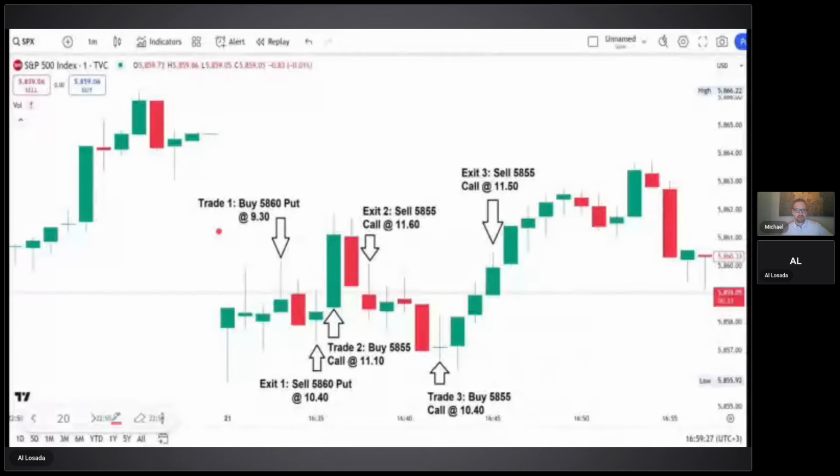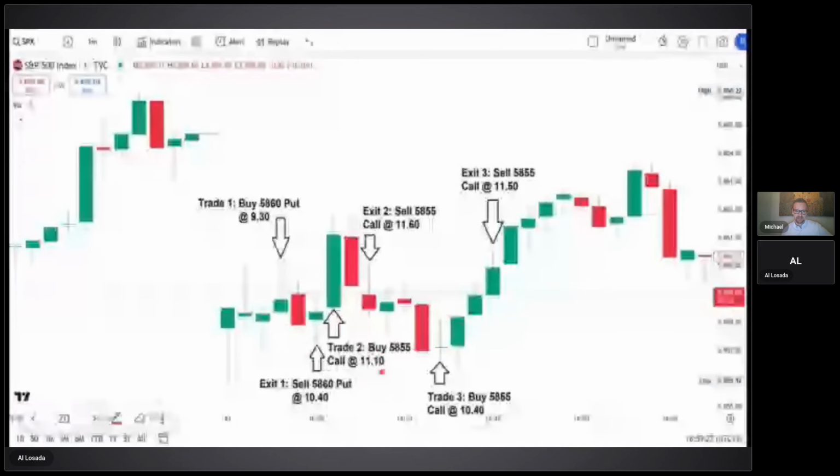So the market opened with a gap down. And 4 minutes after the open, we bought a 5860 put for 9.30. This is trade 1. And we could exit it already 2 minutes later for 10.40. This is exit 1, correct, L? And then 1 minute later, we hopped into the next trade. This is trade 2. We bought a 5855 call for 11.10.